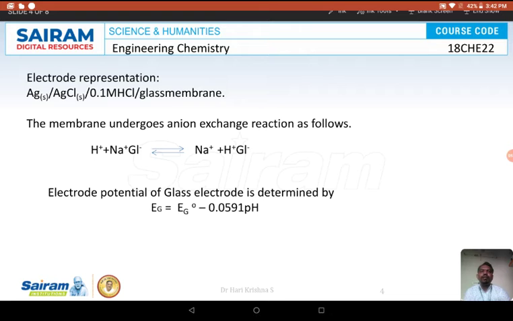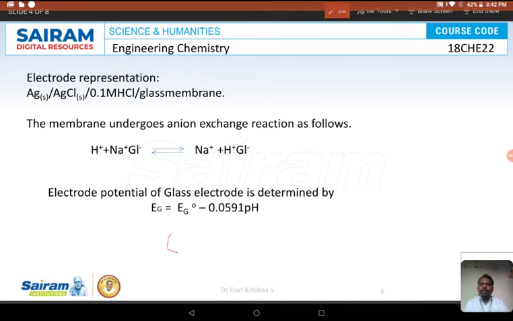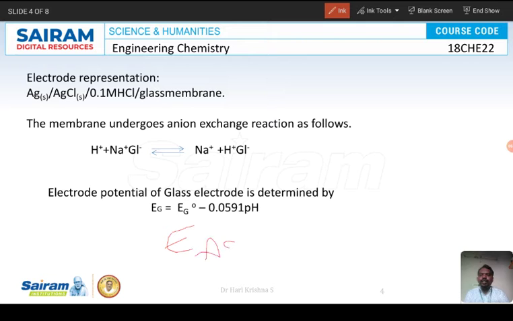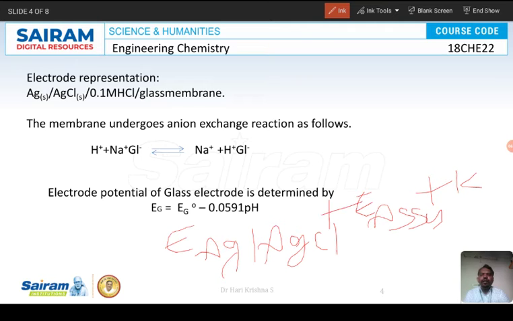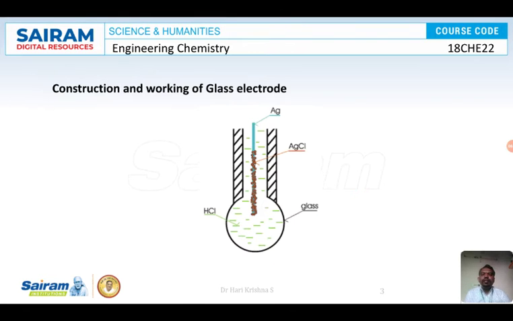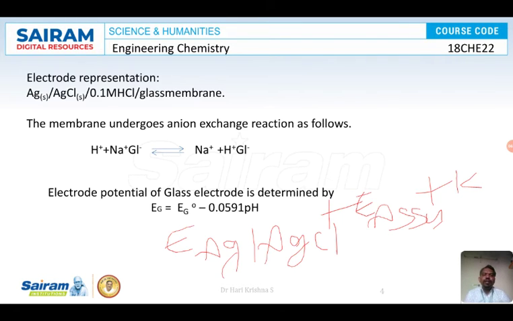Eg naught is the sum of the internal reference electropotential E Ag/AgCl, the asymmetric potential E asymmetry, and a constant K. So Eg naught is the sum of the internal reference electrode potential, asymmetric potential and K. Inside the glass electrode you have this, so you are going to consider this. So what is this asymmetric potential?